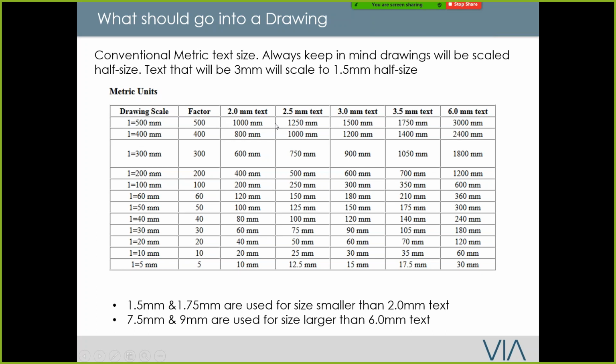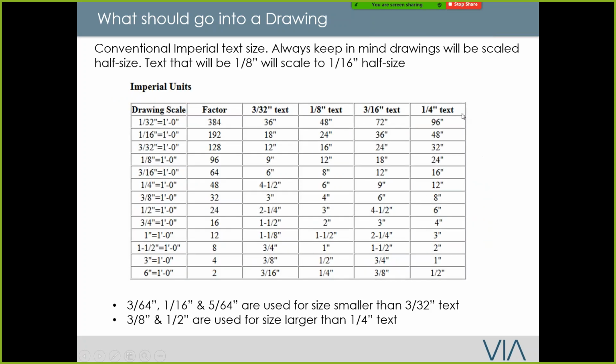But these days, you don't have to worry about it too much. Just keep in mind, this is where you have to know what size we should be using. It always falls under 2 to 6, okay? For imperial, it's always 3/32 to a quarter inch. Those are the general sizes that you want to use. You do not want to go bigger, or else when you print it out, it's going to be too huge.